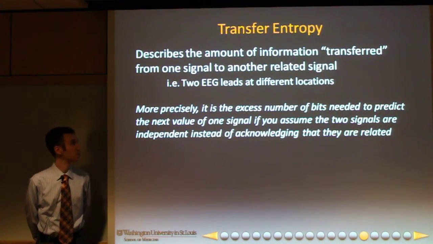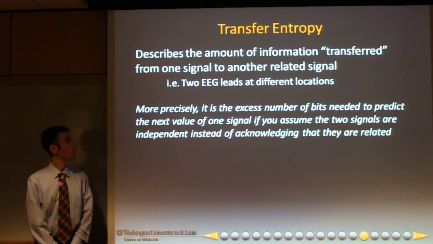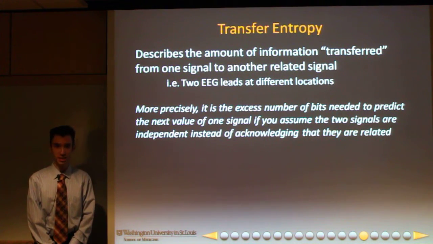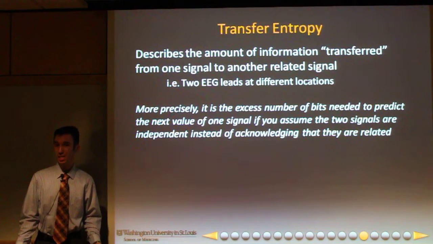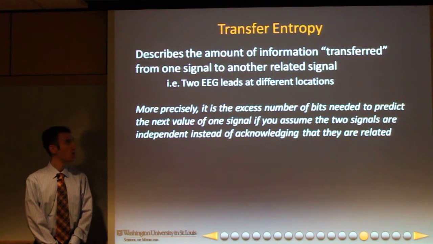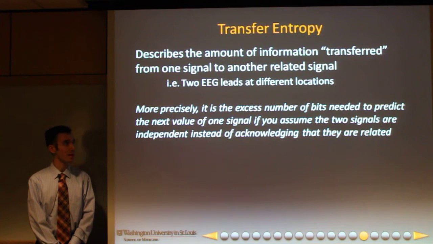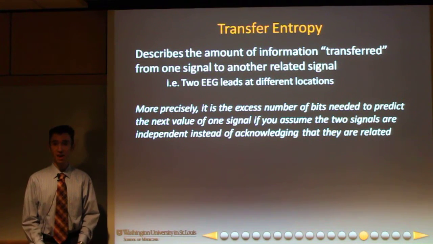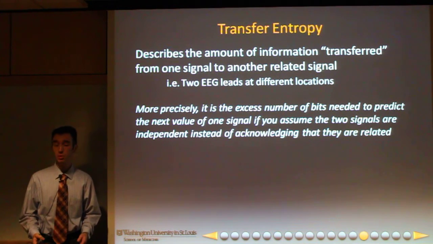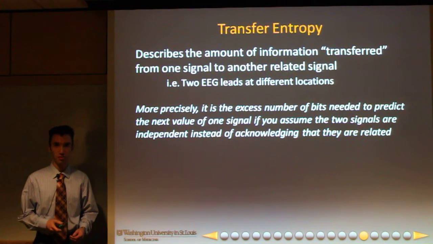Transfer entropy is used to describe the amount of information transferred from one signal to another related signal. For example, two EEG leads located at different places on the head. More precisely, it is defined as the excess number of bits needed to predict the next value of one signal if you assume the two signals are independent instead of acknowledging that they are related.